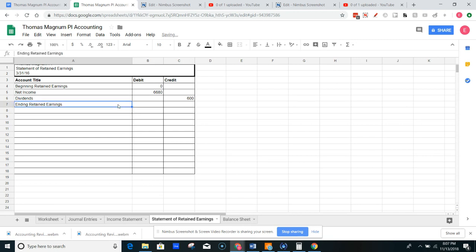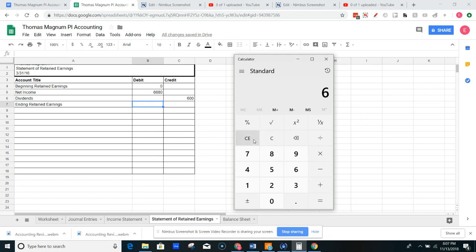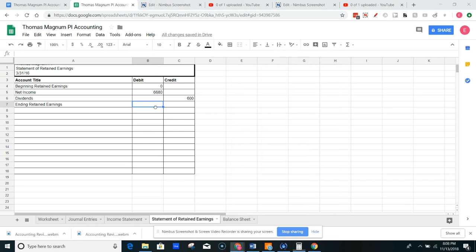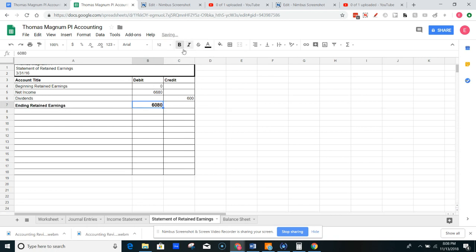Ending retained earnings. So I simply take my 6,680 and subtract my $600 from it. My ending retained earnings are going to be $6,080. Now I make this a little bit bigger so you can see it, and I underline it, and there you go. That is our statement of retained earnings.